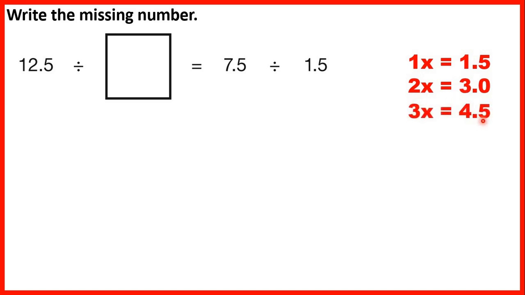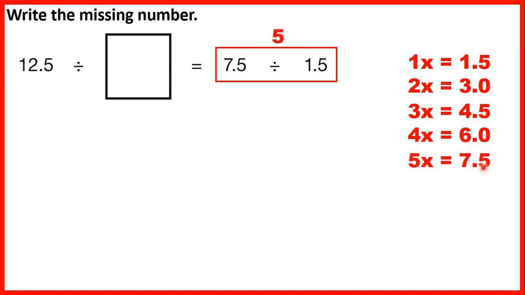3 times is 4.5. 4 times is 6. And 5 times 1.5 is 7.5. And that means 7.5 divided by 1.5 is 5. So now we have 12.5 divided by something equals 5. So we have a missing number division. And because it's the second number in our division that's missing, we can still divide to find our missing number. So we need to work out 12.5 divided by 5.